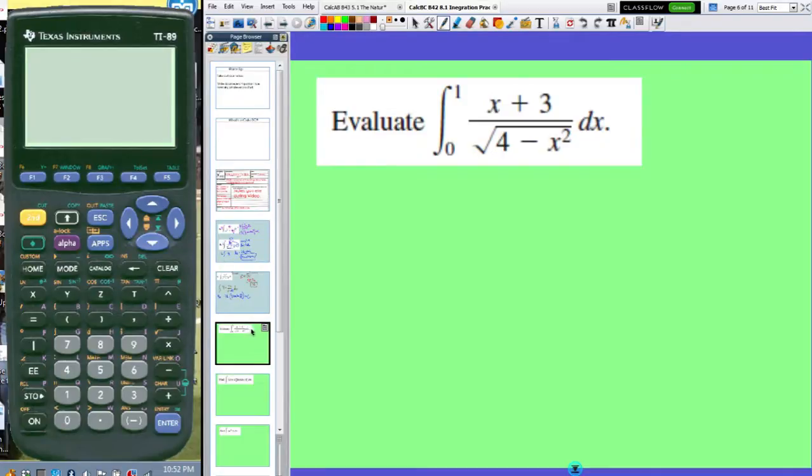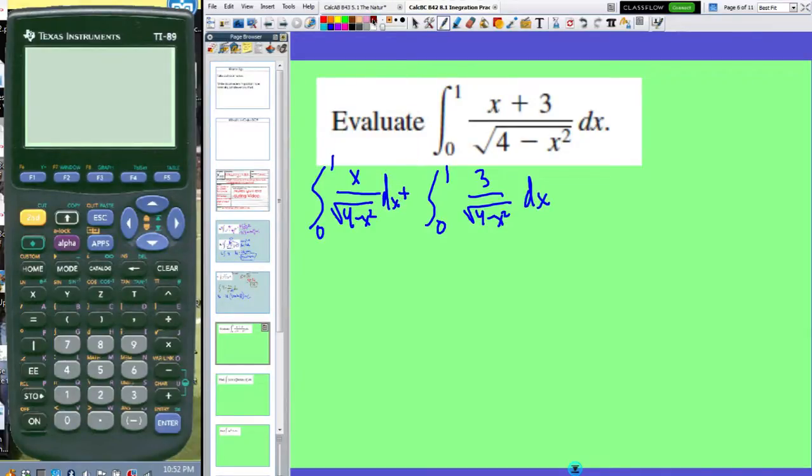Okay, so let's evaluate this one. All right, getting a little bit more difficult here. I have 2 terms on top. The neat thing we can do when you have multiple terms on top and 1 term on bottom is break this up into separate fractions, because as is, you can't really do anything with it. So it's the integral from 0 to 1 of x over the square root of 4 minus x squared, plus the integral from 0 to 1 of 3 over the square root of 4 minus x squared, and both of these are dx.